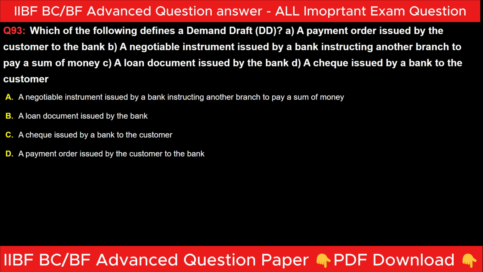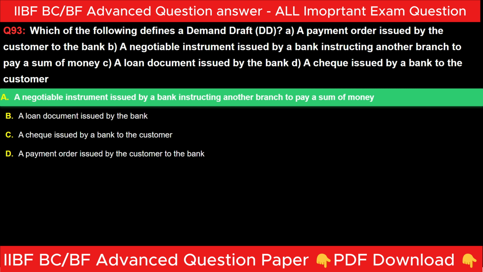Which of the following defines a demand draft, DD? A. A payment order issued by the customer to the bank. B. A negotiable instrument issued by bank instructing another branch to pay a sum of money. C. A loan document issued by the bank. D. A check issued by a bank to the customer. A negotiable instrument issued by a bank instructing another branch to pay a sum of money.